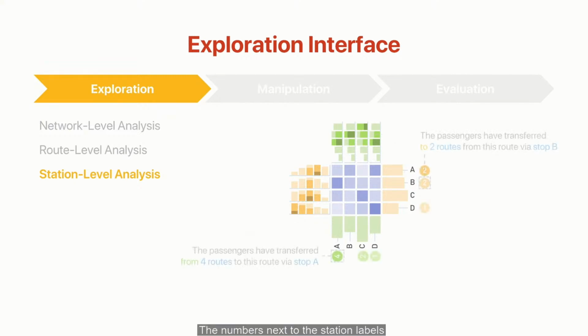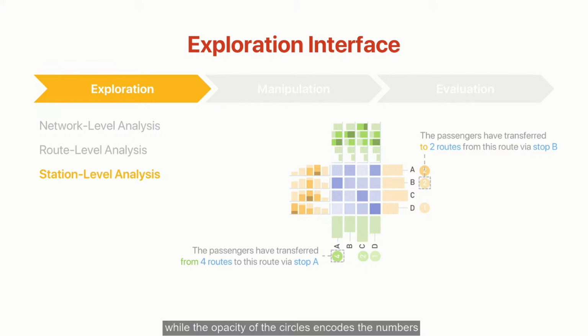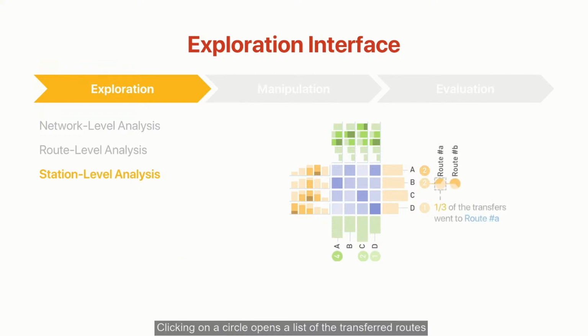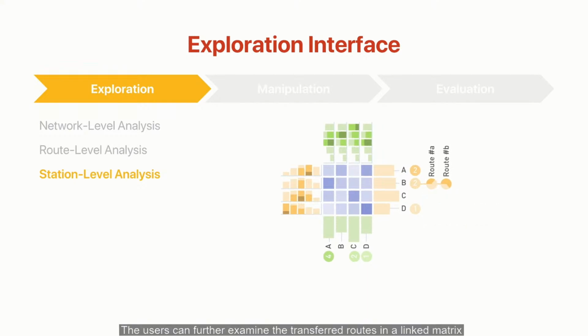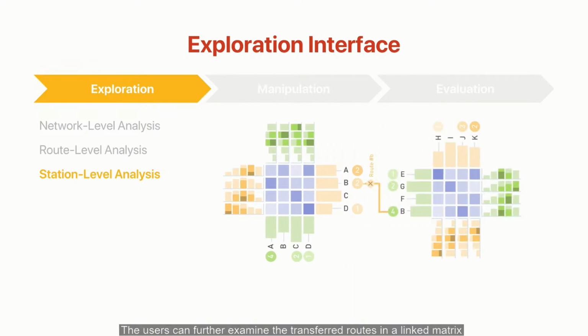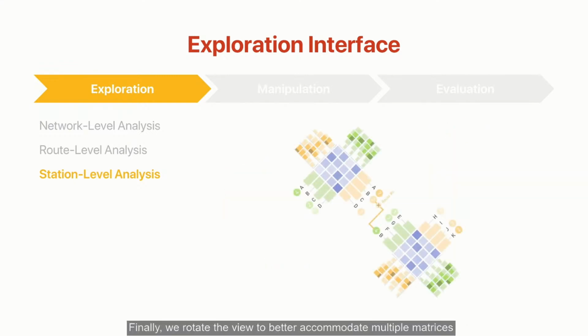The numbers next to the station labels indicate the numbers of the transfer routes, while the opacity of the circle encodes the number of the transferred passengers. Clicking on a circle opens a list of transferred routes. The pie charts before each route show its contribution to the transfers. The users can further examine the transferred routes in a linked matrix. Finally, we rotate the view to better accommodate multiple matrices.